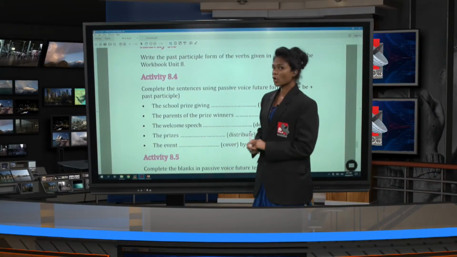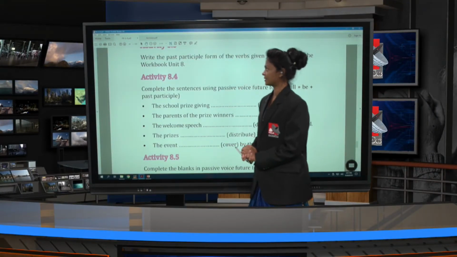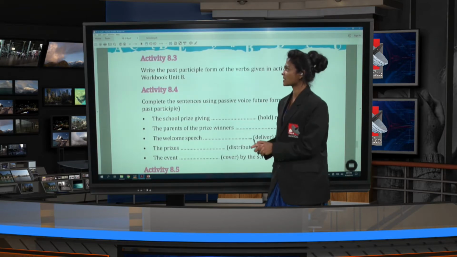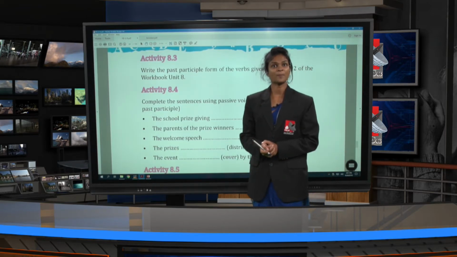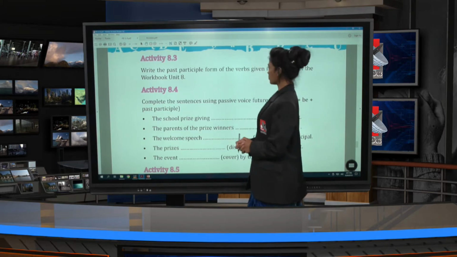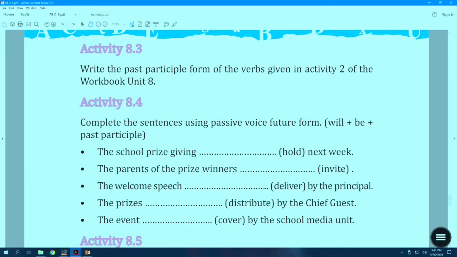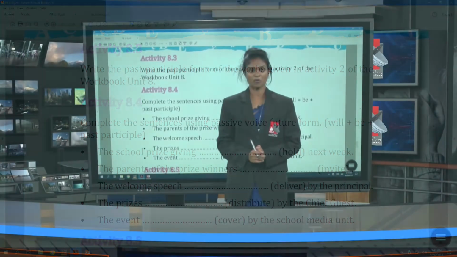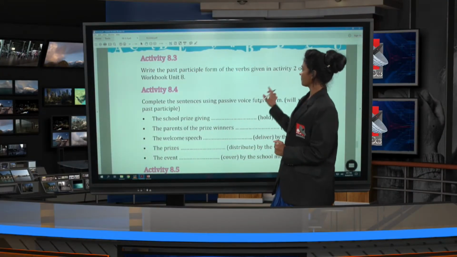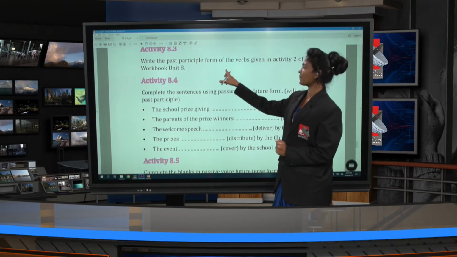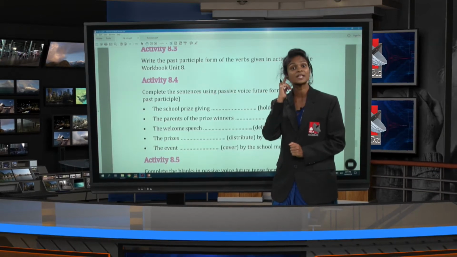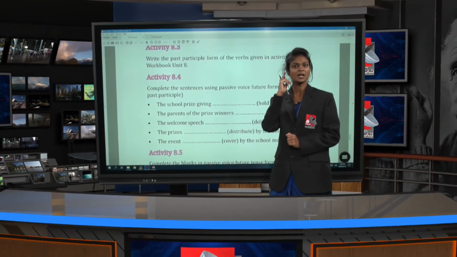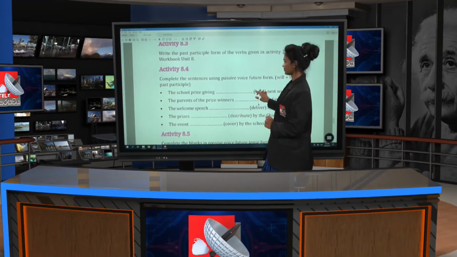Then, in your pupils book, page number 89, there is a nice activity. What is it? Activity 8.3. Write the past participle form of the verbs given in activity 2 of the workbook unit 8. Right? It is what you should do when you are free, in your workbook activity. You have to write the past participle forms of the given verbs. We did an activity like that.